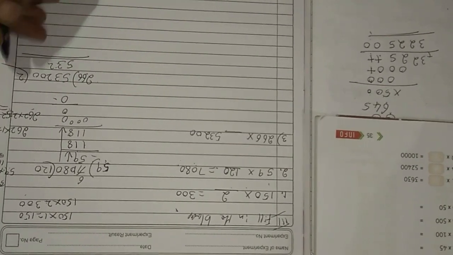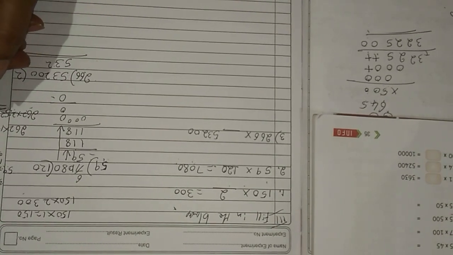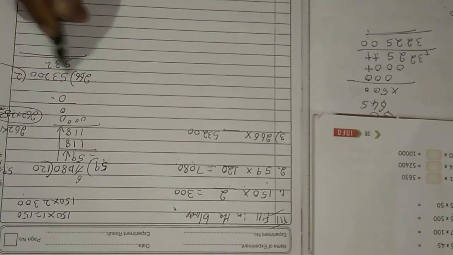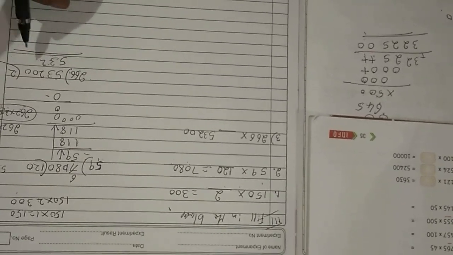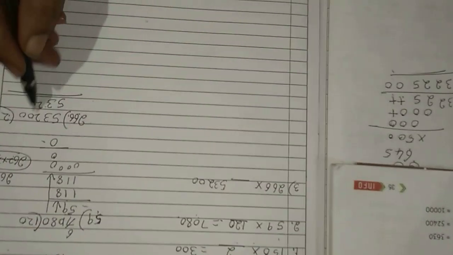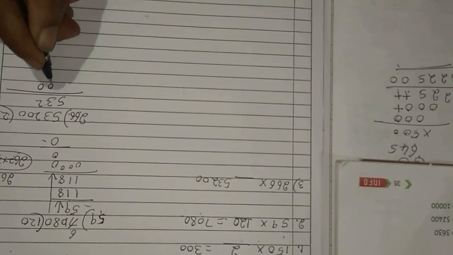5. Okay, children, the multiplication I did here is wrong. So I did here, see, 2 6s are 12, 1 carry, 2 6s are 12, 1, 13, 1 carry, 2 2s are 4, 1, 5. So 532. 0 minus this one.